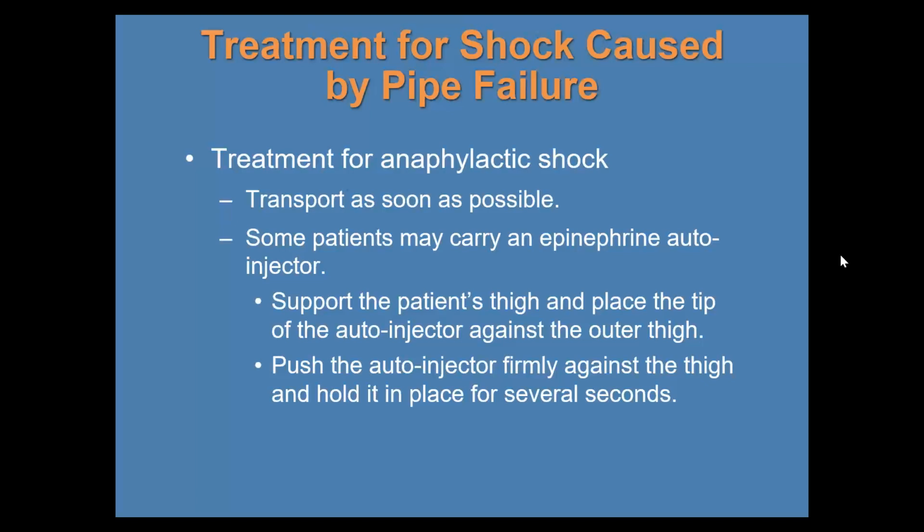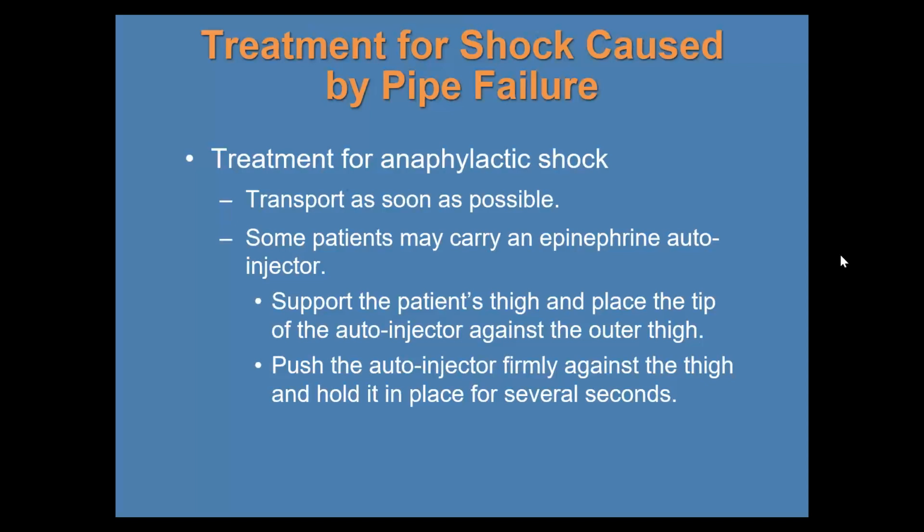So, treatment for shock caused by pipe failure, like I said before, if it's anaphylactic, or if for whatever reason those pipes are not doing what they're supposed to do, again, same thing. We're going to transport as soon as possible. And for some patients, if it is anaphylactic and we have an EpiPen or epinephrine auto-injector, we're going to assist them with that. Remember, we're not necessarily going to administer it for them.